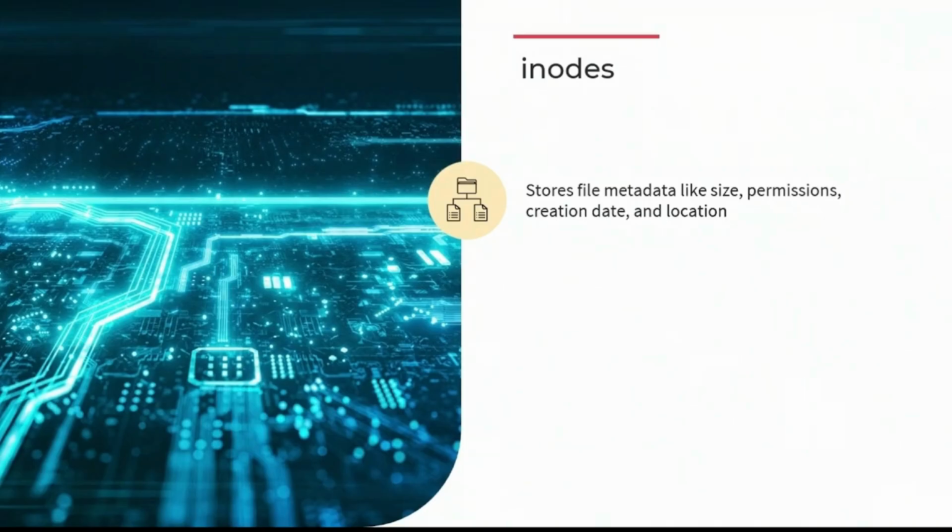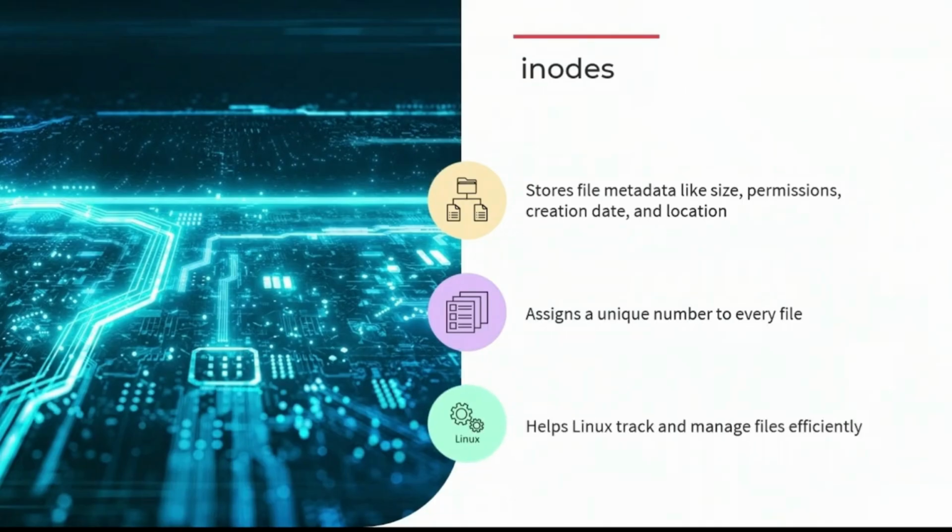Instead, it stores the necessary metadata that the system needs to handle the file. Every file in Linux has one inode, which is identified by a unique number. The file name, on the other hand, lives in the directory structure and points to the inode. So, even if you rename a file, the inode stays the same. That's important to remember because inodes are the backbone of how Linux finds and manages files.